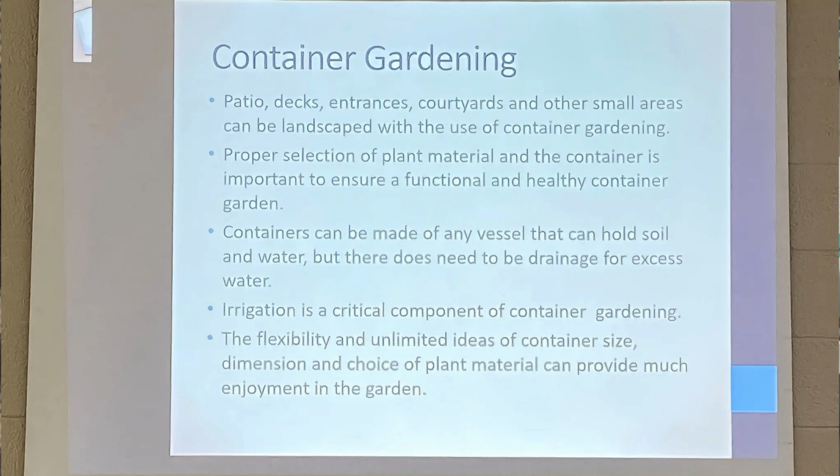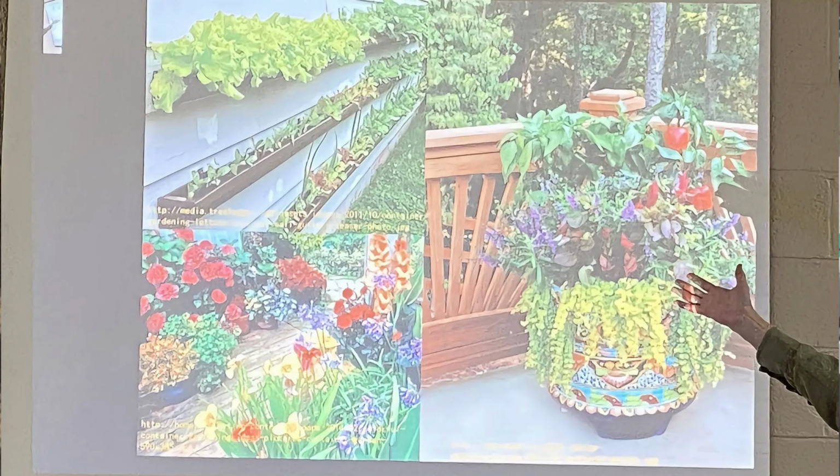The flexibility and unlimited ideas of container size, dimension, and choice of plant material can provide much enjoyment in the garden. There's a beautiful container. We always like to say there's a spiller, filler, and thriller.